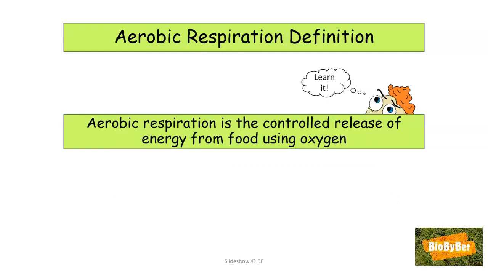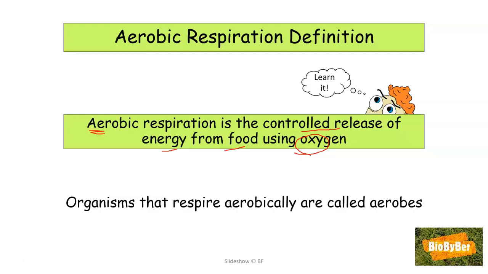Aerobic respiration. Knowing the definition of aerobic respiration is an objective of this lesson, so we have to make it our business to learn it. Aerobic respiration is the controlled release of energy, because it is governed by enzymes, from food using oxygen. We can connect the idea of using oxygen with the word aerobic. Organisms that respire aerobically, or get energy out of their food using oxygen, are called aerobes.